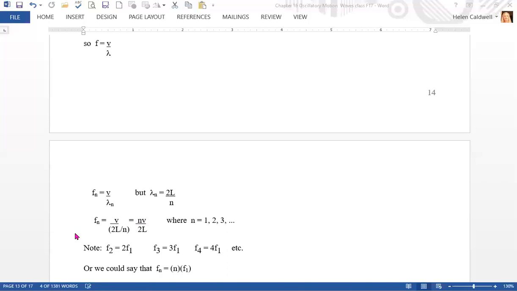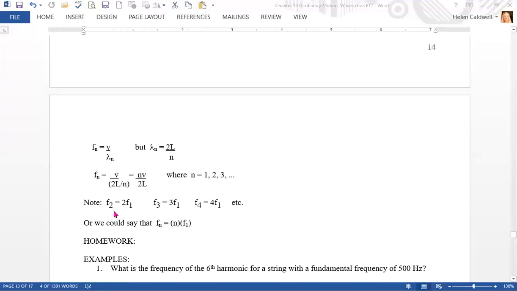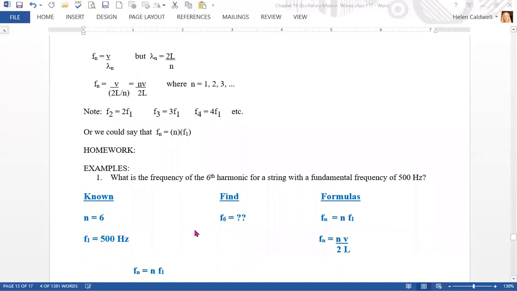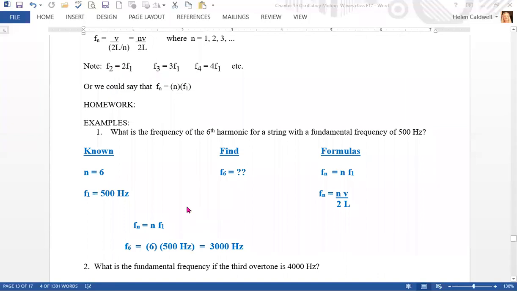Now, something you may not know is that the frequency for the second harmonic is 2 times the frequency for the first harmonic. The frequency for the third harmonic is 3 times the frequency for the first, and so on. So we could say that F sub N is equal to N times F1. Let's do some examples. I think this is confusing in the best of times, and the examples will be helpful.